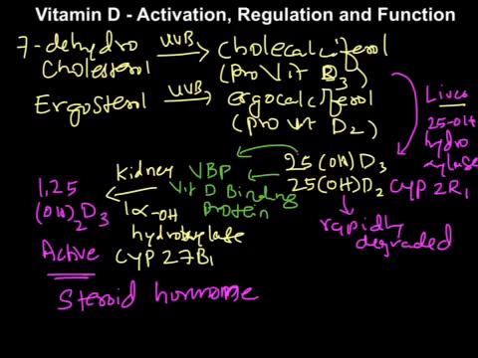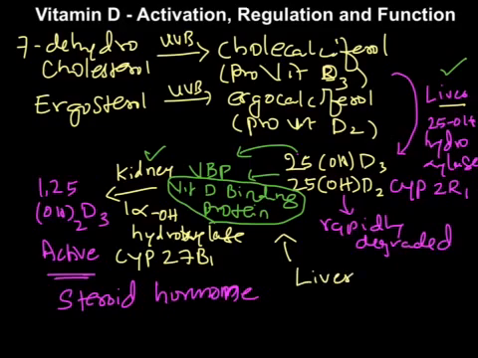provitamin D3 or provitamin D2 needs two hydroxylation processes. One is in the liver by 25 hydroxylase enzyme, another is in the kidney by 1-alpha hydroxylase enzyme. Out of vitamin D3 and D2, D3 is going to predominantly go into formation of 1,25 dihydroxy cholecalciferol because it has higher affinity for vitamin D binding protein. Note that this vitamin D binding protein is synthesized in the liver.